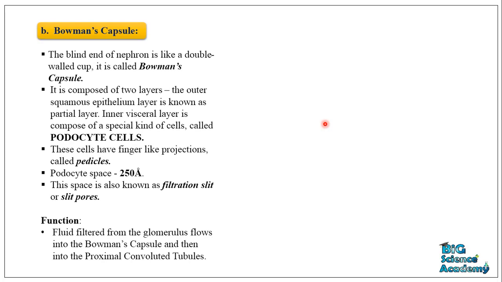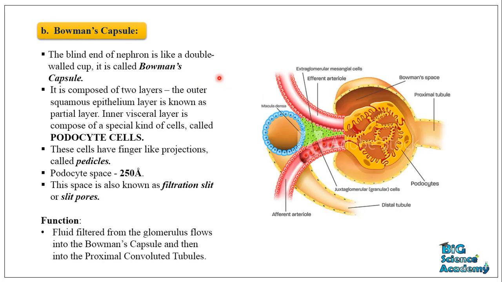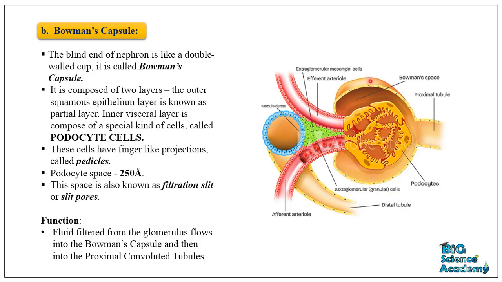Next, we will discuss the Bowman's capsule. The blind end of the nephron is like a double-walled cup. It is called Bowman's capsule. It is composed of two layers. The outer squamous epithelium layer is known as the parietal layer, and the inner visceral layer is composed of a special kind of cell called podocyte cells. These cells have finger-like projections, and these finger-like projections are called pedicles.